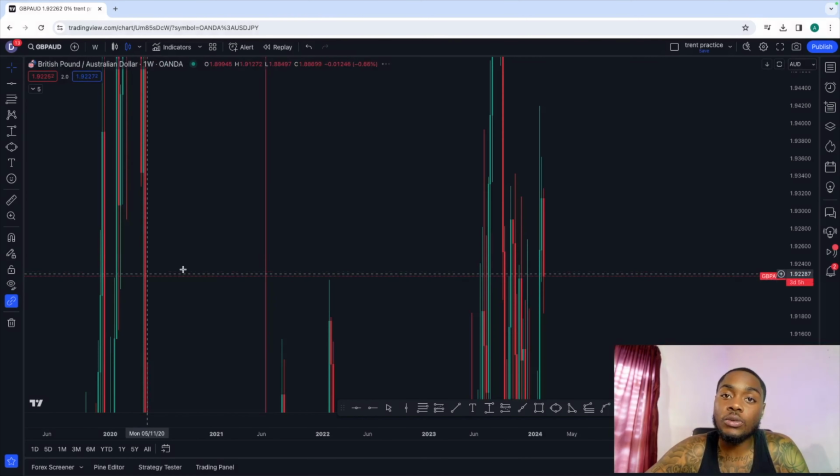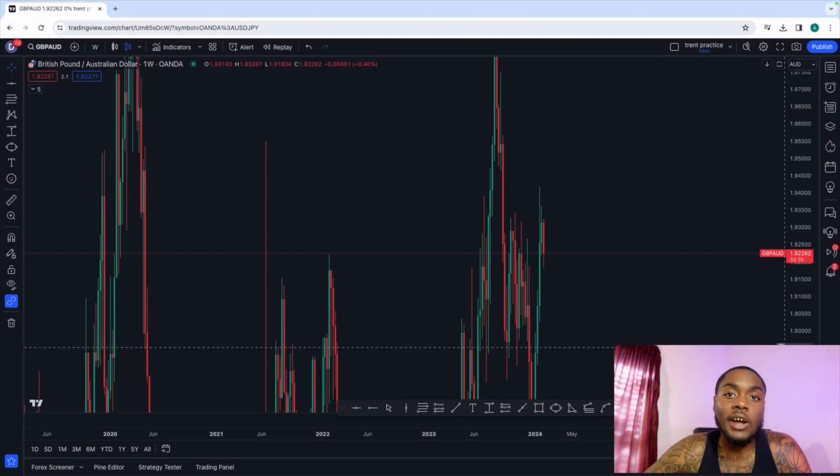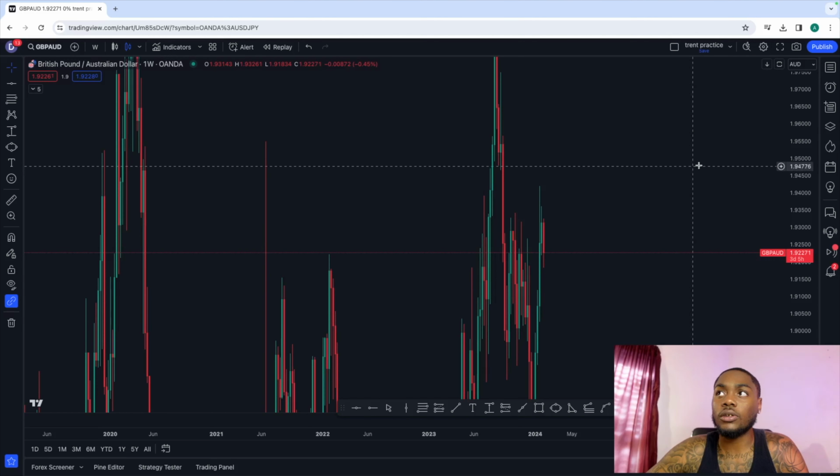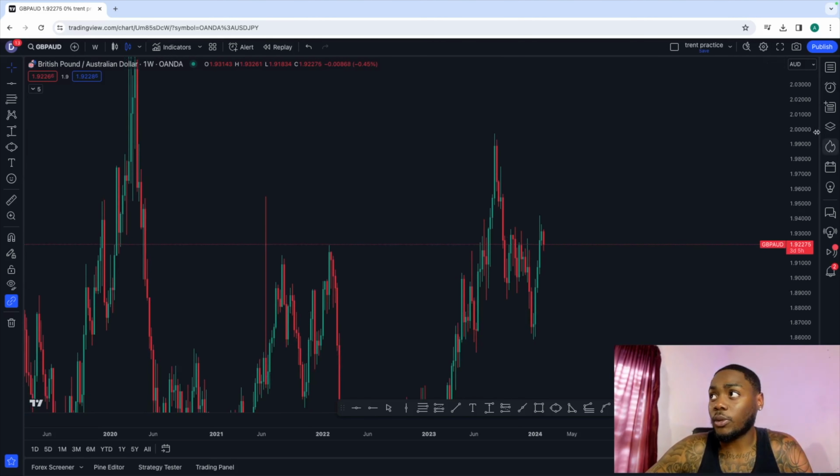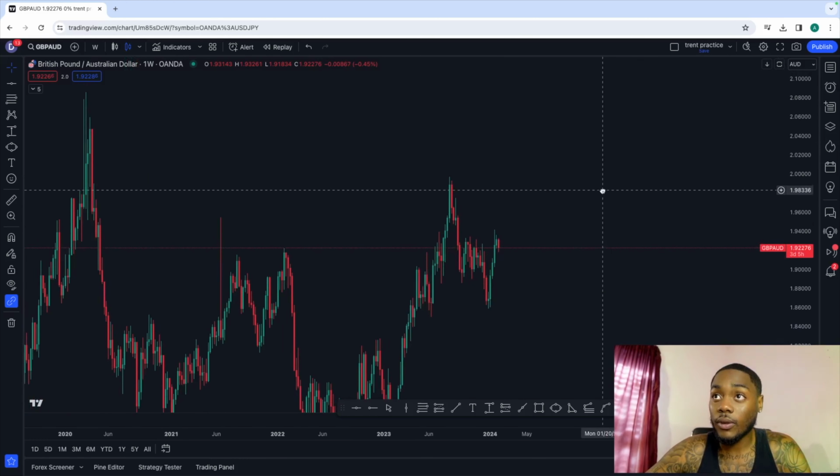So I usually like to start at the weekly chart. Every now and again, I will check the monthly chart if I'm near a major monthly level. But the majority of the time, 80-90% of the time, I'm going to start on the weekly chart and then work my way down. So when I'm looking for support and resistance, I start from the weekly and I start to identify my key levels.